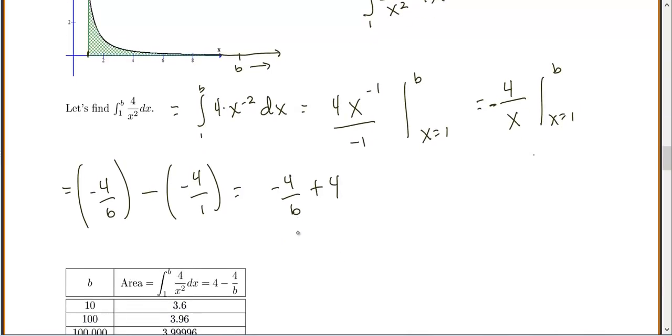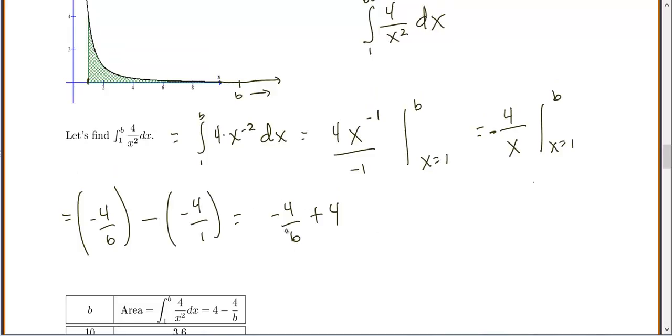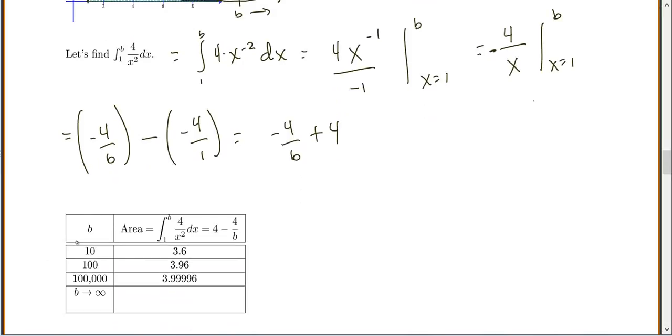So what we want to do is we say, okay, well, we know what it is for any value of b. Let's try it out for bigger and bigger values of b. So you can see down here I made my table. We have values of b. I put in, here's my area of the 4 minus 4 over b that we found. If b is 10, then my area is 3.6. If b is 100, my area is 3.96, and for 100,000, 3.9999996. So what do you think will be as b goes towards infinity? As b gets bigger and bigger and bigger and goes to infinity, it looks like these numbers are getting closer and closer and closer to 4.